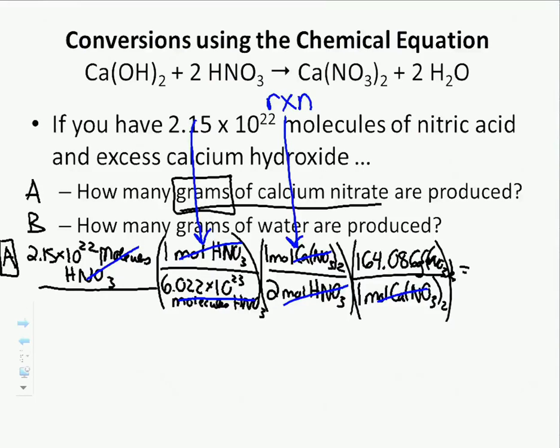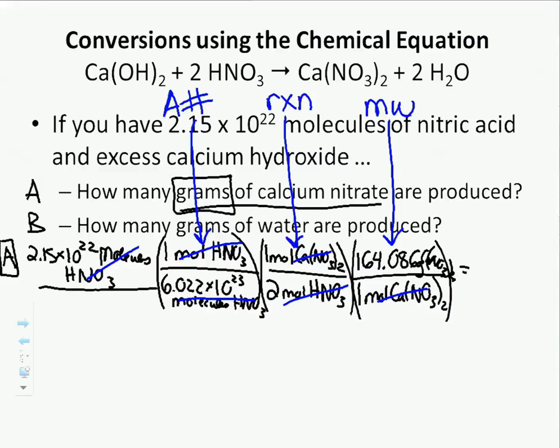Okay, so we've got Avogadro's number is what we've got going on right there. And then our molecular weight is right here. So we had to use all 3 things that we know how to utilize in order to solve this problem: Avogadro's number, the chemical reaction, and molecular weight. The way to get good at this is literally practice, practice, practice. I can't emphasize that enough.